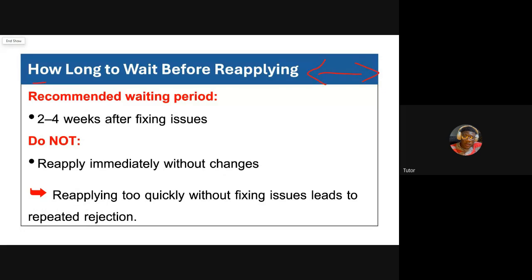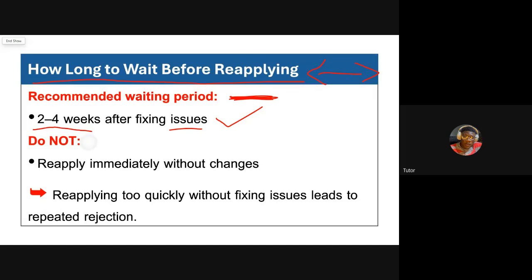Let's say you apply for Google AdSense and get disapproved. How long does it take before you get approval? Now, recommended waiting period. How long should you wait before you reapply if AdSense disapproves your website? You should wait for 2 to 4 weeks after fixing issues. So after fixing those issues, wait for 2 to 4 weeks before you reapply for Google AdSense.